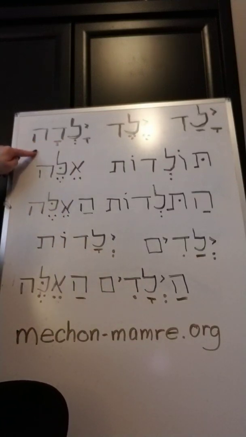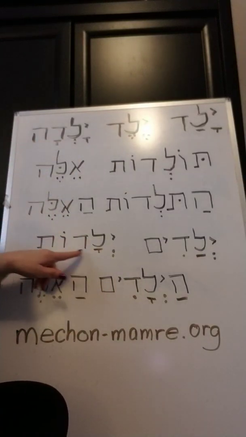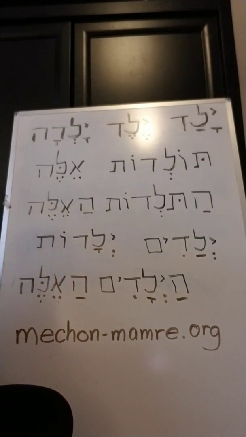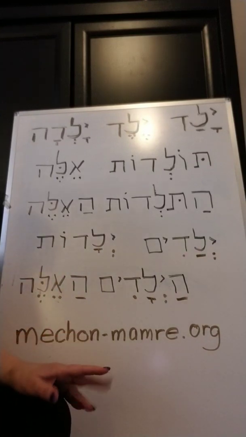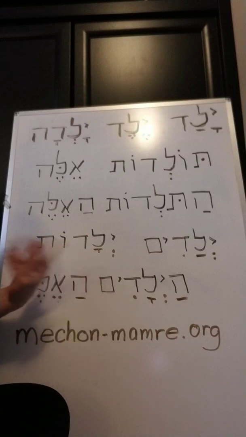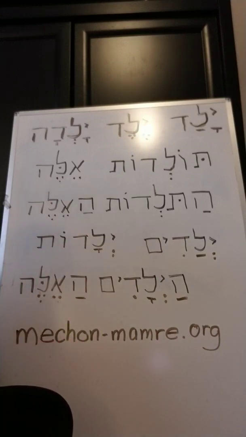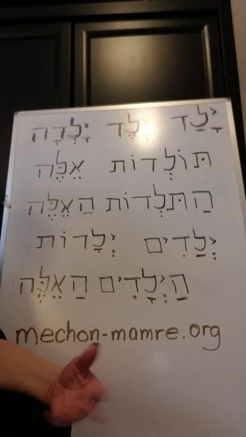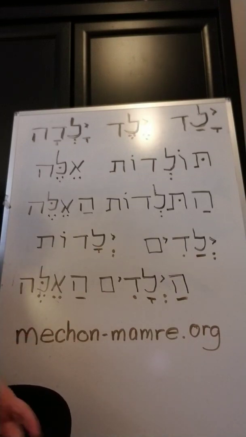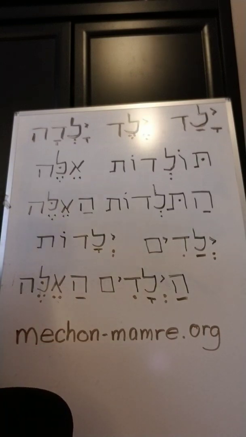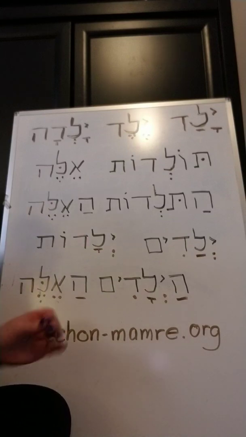Yalda is one girl, yeladot is girls, plural. The accent changes a little. The vowels change all over the place. In English, we're used to just adding prefixes or suffixes or another word to change the meaning, but the vowels change a lot. The internal change is in Hebrew, and you just have to hear those little nuances.